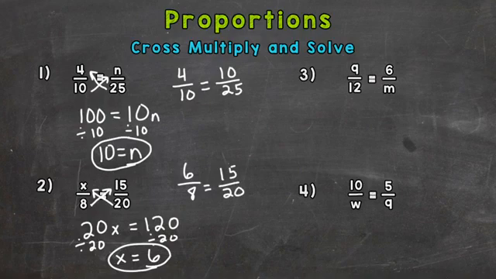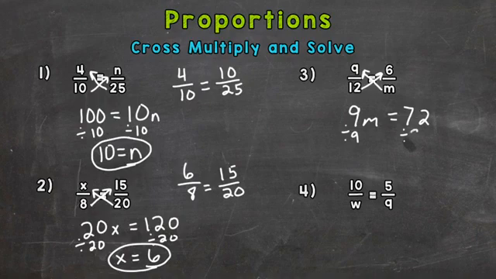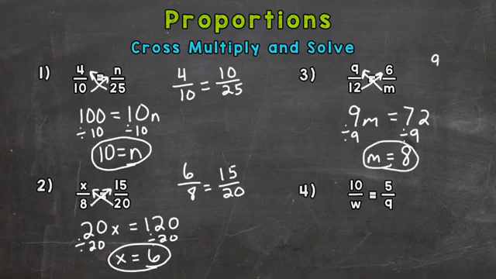So on to number 3 now, where we have 9/12 equals 6 over our variable m. So we need to find m. Let's draw our lines to represent the cross multiplication. 9m, or m times 9, equals 12 times 6, which is 72. So let's isolate our m, divide both sides by 9, and that will bring us to our answer. m equals 8. So 9/12 equals 6/8.